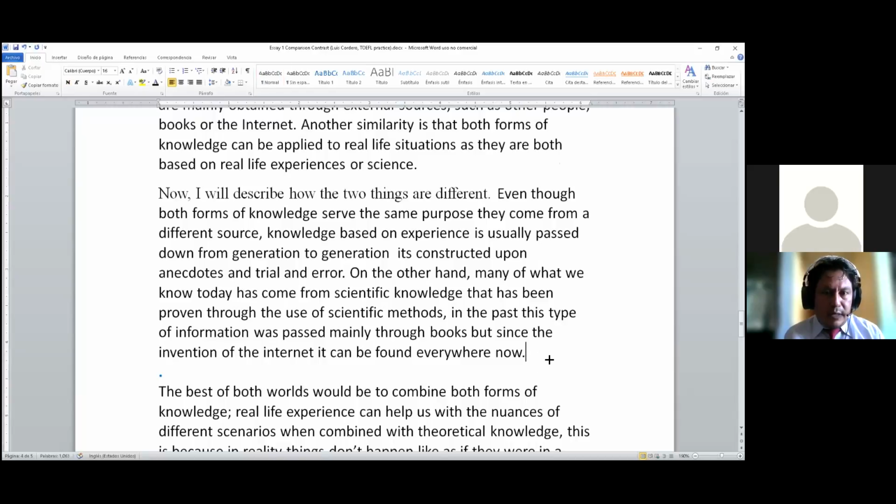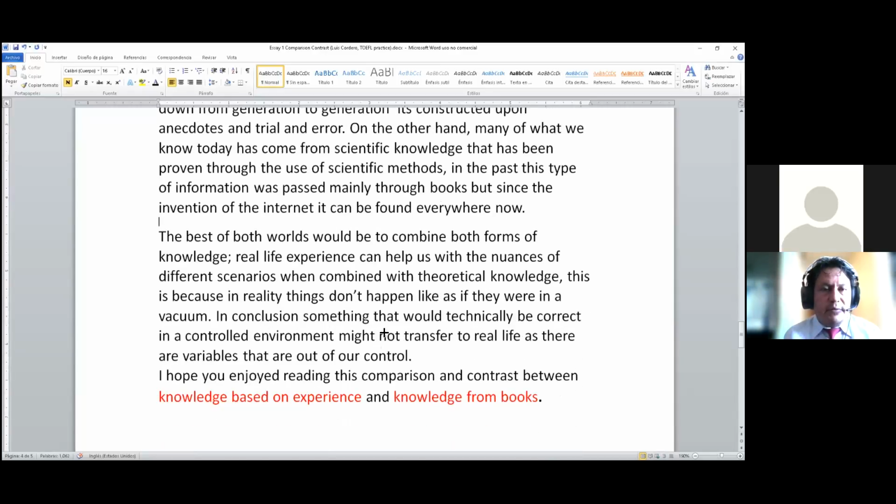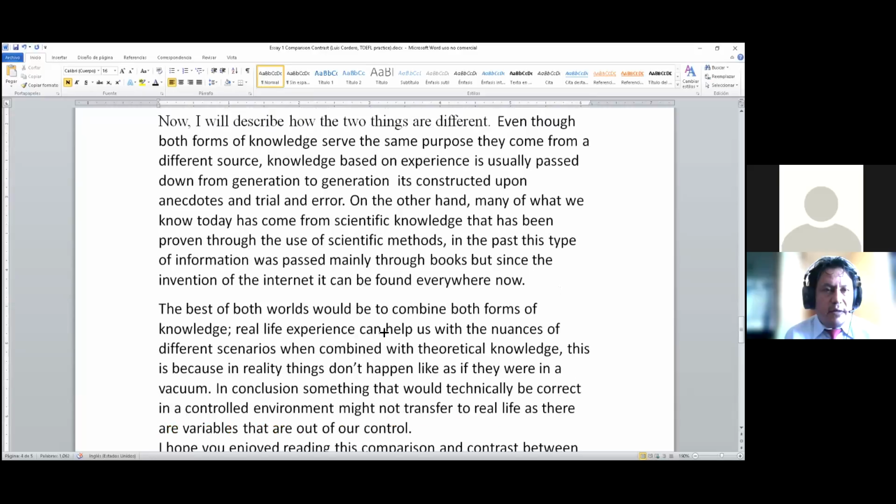And the other one, not that one, the next one. That one. Okay, let's scroll down. Now I will describe, we didn't read that one, no? Okay, here. Now I will describe how two things are different, even though both forms of knowledge serve the same purpose, they come from a different source. Knowledge based on experience is usually passed down from generation to generation. It is constructed. I think after generation to generation, there should be a comma before it is.